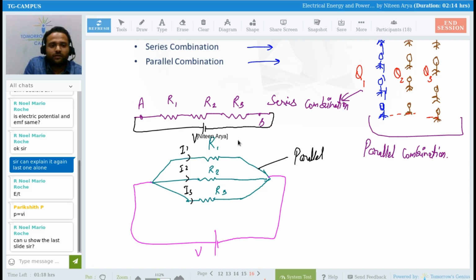And this is your V, and this is your I. So I remains the same. This is your, let me draw here, V1, V2, V3, and just by using V1, V2, V3, I1, I2, I3, we can find the parallel combination or series combination. Is this clear, everyone? Is this clear?